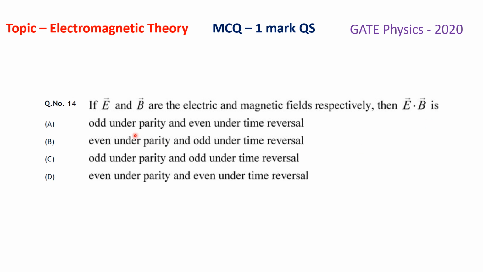is option A, odd under parity and even under time reversal, option B, even under parity and odd under time reversal, option C, odd under parity and odd under time reversal, and the last option, option D, even under parity and even under time reversal. So let us see how to solve this problem.